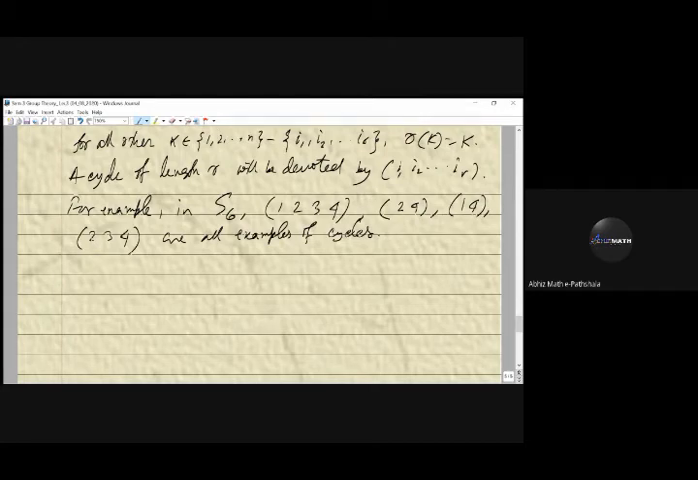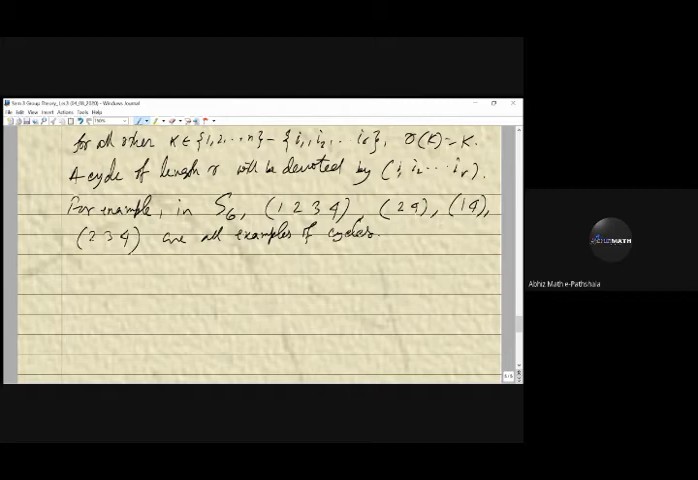And we will see that these cycles in Sn have some special character, and it will play an important role in Sn. Why? Because any permutation in Sn can be expressed as a product, a composition, of finitely many cycles.